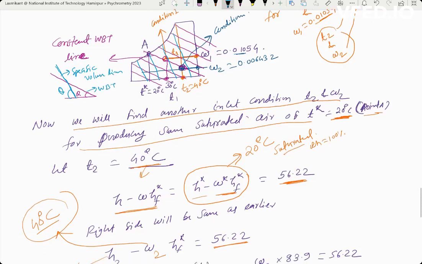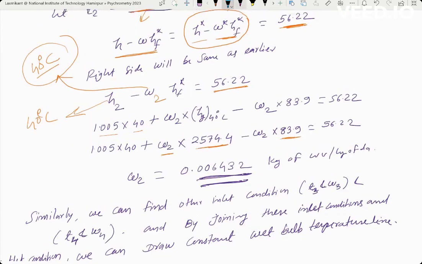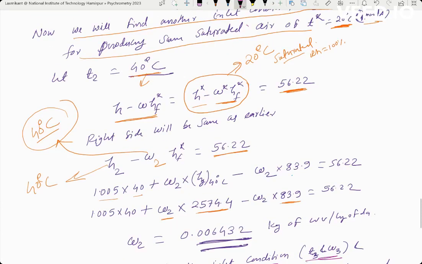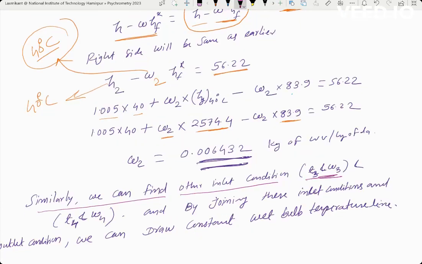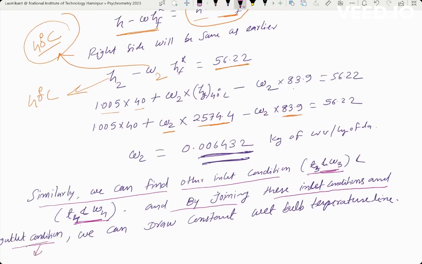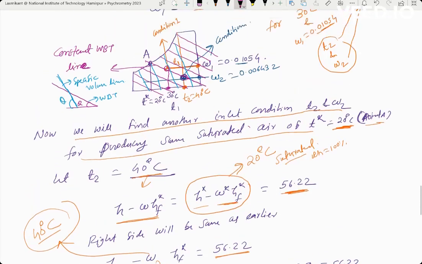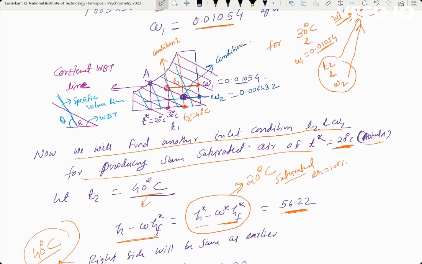Here it is written, the same as what we have drawn in the figure. Similarly, we can find other inlet conditions T3, omega 3, just as we found T2, omega 2. Similarly, we can find T3 omega 3, T4 omega 4, T5 omega 5, and by joining these inlet conditions, with the outlet condition fixed at 20 degree Celsius, we can draw constant wet bulb temperature lines. So this is about the construction of the constant wet bulb temperature line. The sigma function is very important to draw it.